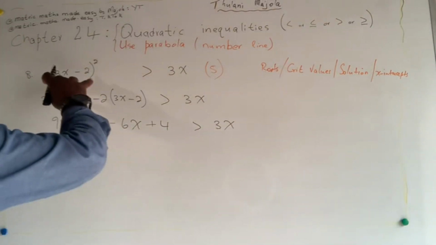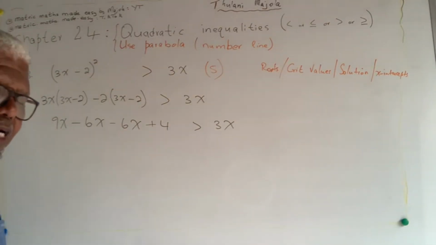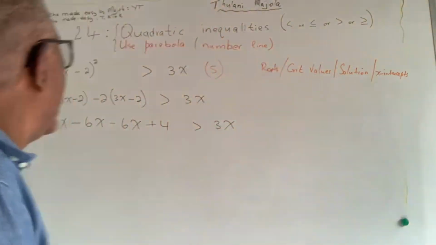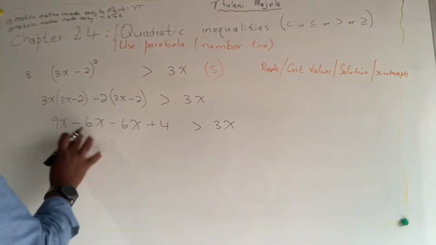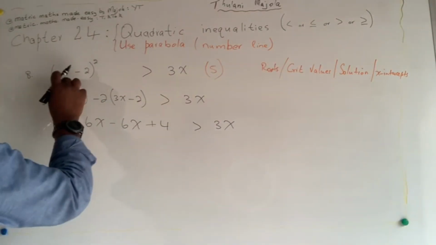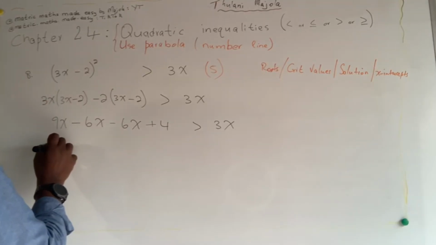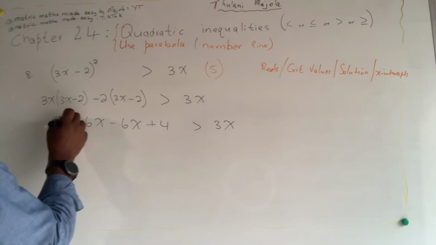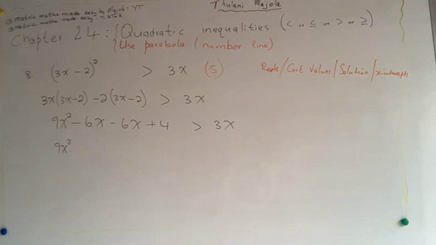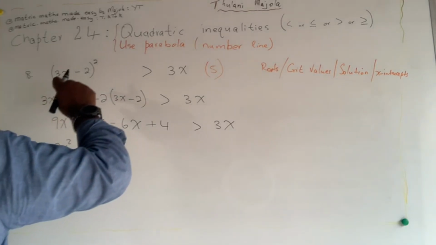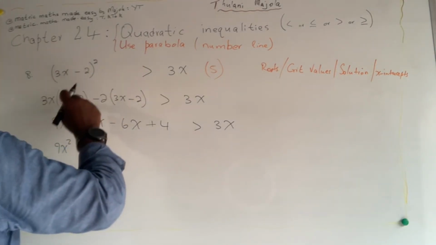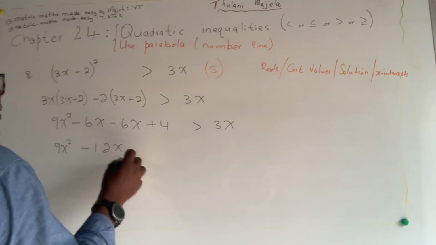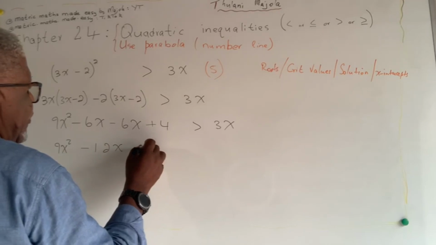I could have done it the a minus b squared way. It's a squared minus 2ab plus b squared, but I didn't want to do that, but I can do it now because you can see. So a is 3x, so a squared would be 9x squared. Then 3x times negative 2 is negative 6x, times 2 is negative 12x. Negative 2 times negative 2 is positive 4.